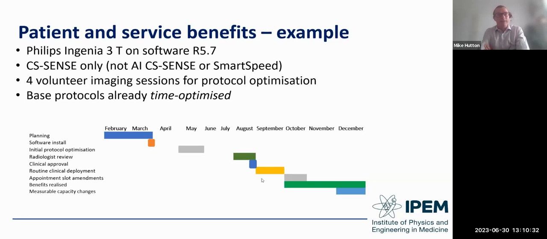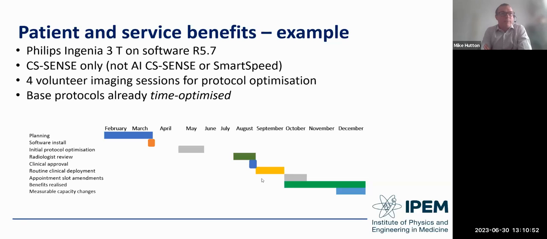As covered by Steve in the first webinar, a lot of the optimization work that we've been doing is through volunteer imaging initially. So we had 4 volunteer imaging sessions of protocol optimization. Images were then reviewed by radiologists, and in most cases approved for trial in clinical use, and then moved into clinical use as soon as possible.